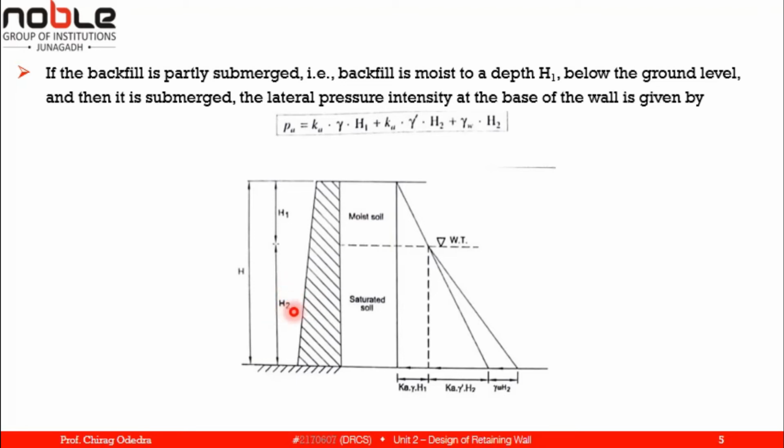So all this summation: for height h1 moist soil, for height h2 saturated soil and water, which will give us the lateral pressure intensity at the base. In this portion for the height h2, the soil is fully submerged.